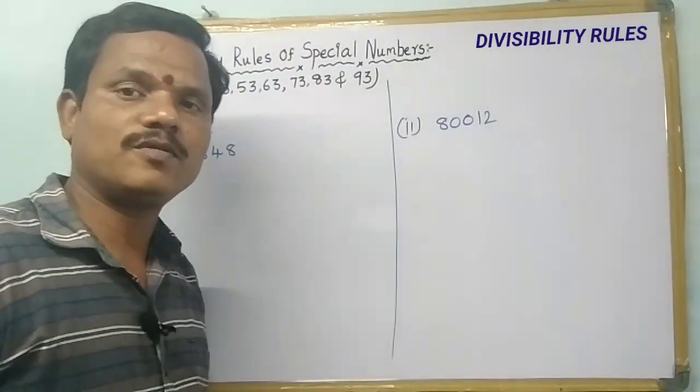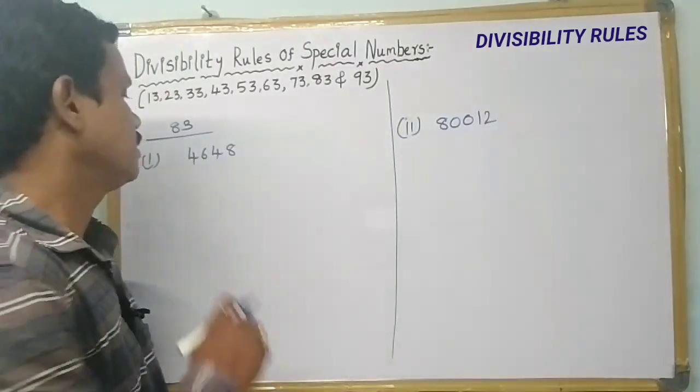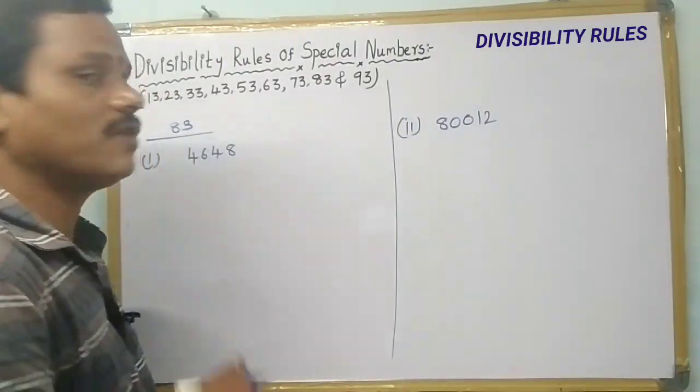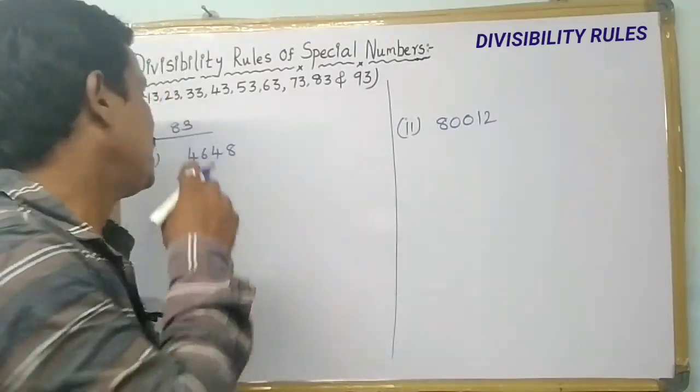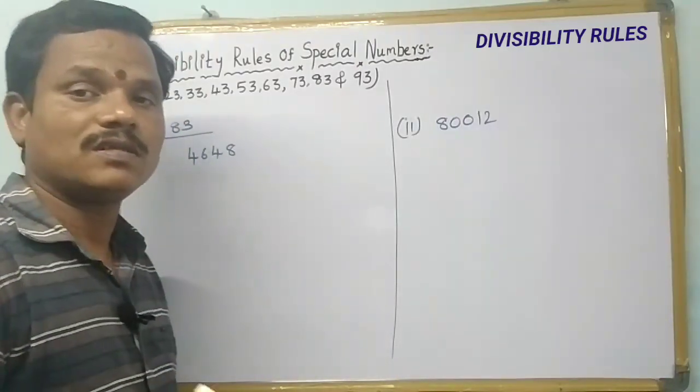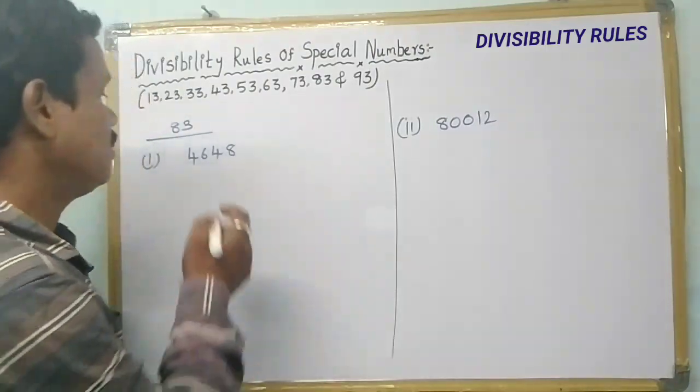Now the divisibility rule of 83. I am taking one example, 4648. I am checking whether this number is divisible by 83 or not. Now the procedure is the same.